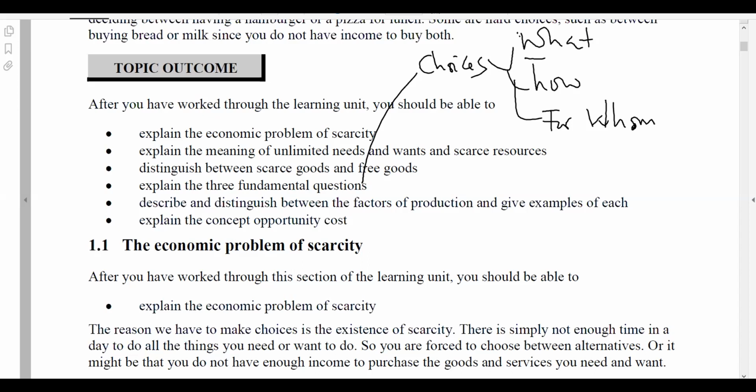The first W is for what. The second W is for how. Then the third W is for whom. These are the 3 W's, or the 3 fundamental questions in economics: what to produce, how to produce, and for whom to produce those goods.